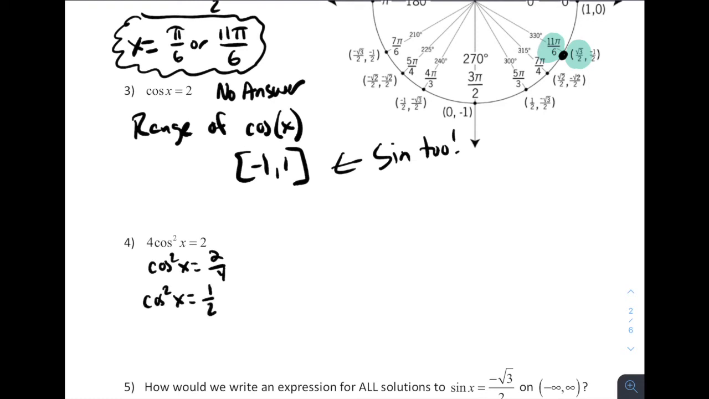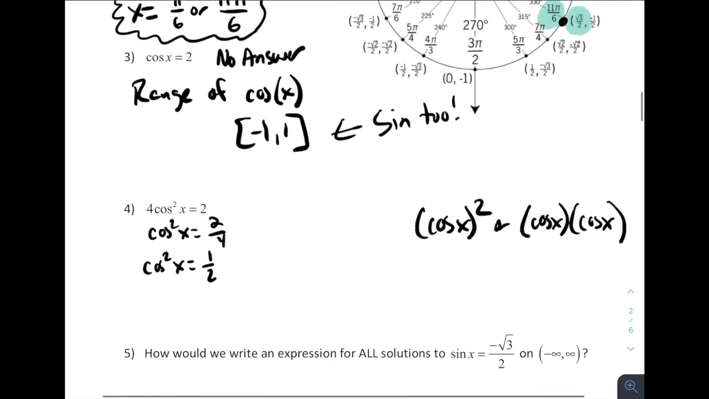And if we take the square root of both sides, remember from earlier this year, we said that when the squared is on the cosine, that expression is the same thing as cosine of x, this whole thing being squared, or cos x times cos x. Those would be the same thing. We don't put the parentheses, the exponent on the x, because we wouldn't know whether the whole thing was being multiplied by itself or just the x value. So this being on the cosine makes it clear that it's the whole thing being squared.